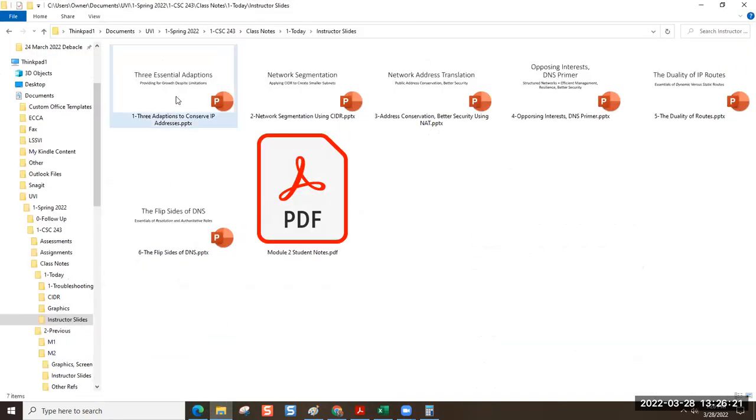And we'll be talking in particular about 3 adaptations that we do in IPv4, v4 meaning version 4, the current version of IP networking that is used right now, the one with the limitation for the numbers of addresses. There are 3 essential adaptations. We're going to talk about how important it is to segment networks.